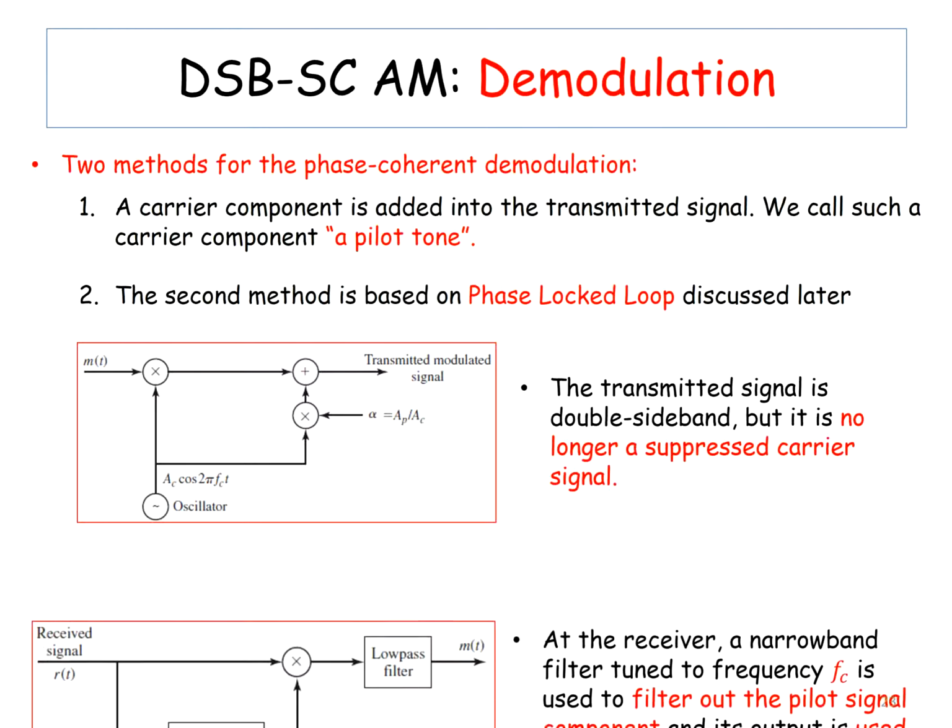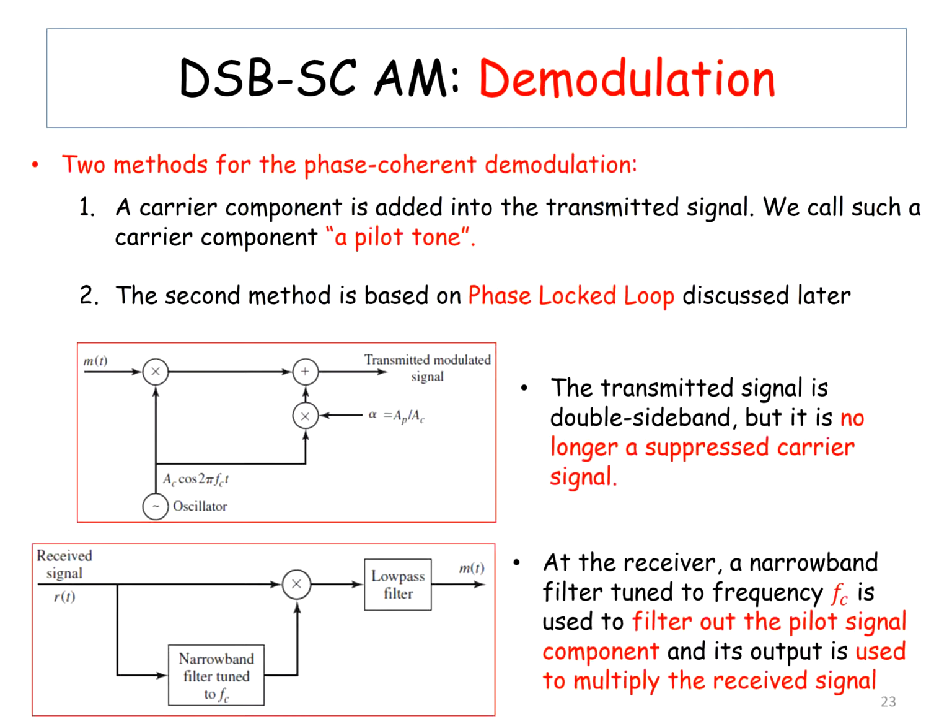At the receiver, a narrowband filter is employed to filter out the pilot signal component, and its output is used to multiply the received signal. The second method is based on phase-locked loop, which will be discussed later.